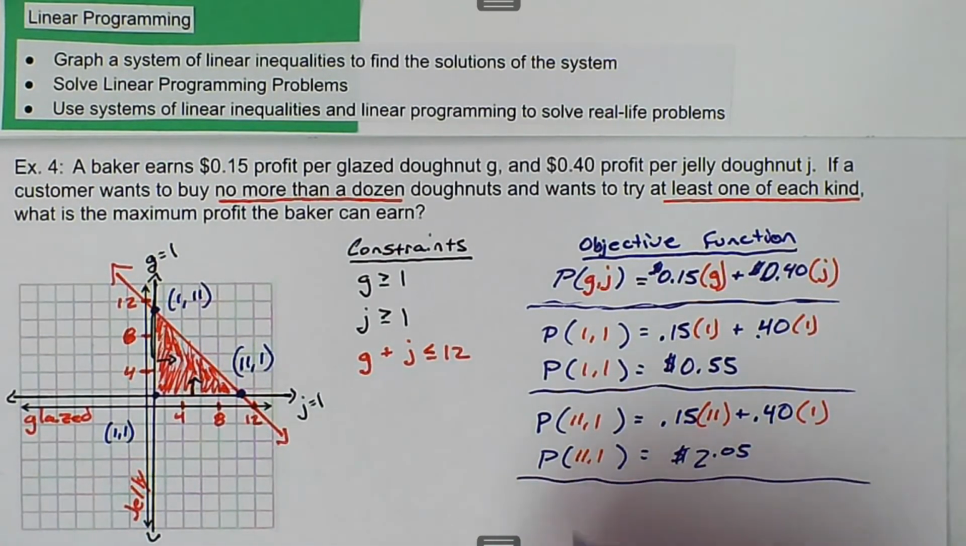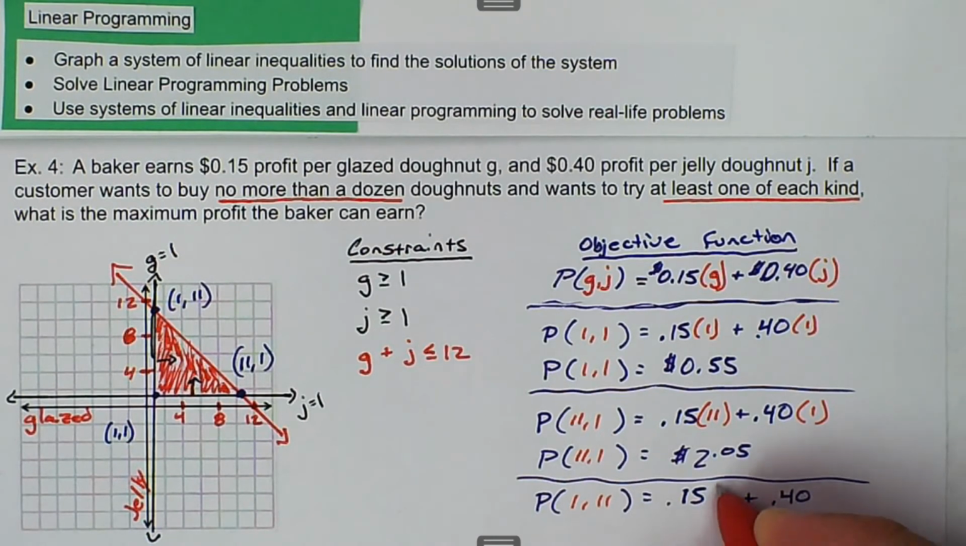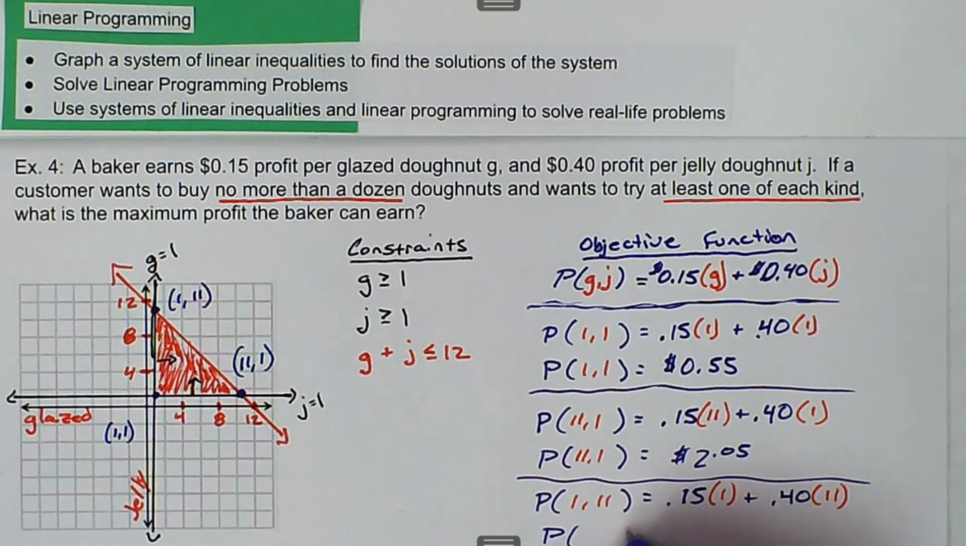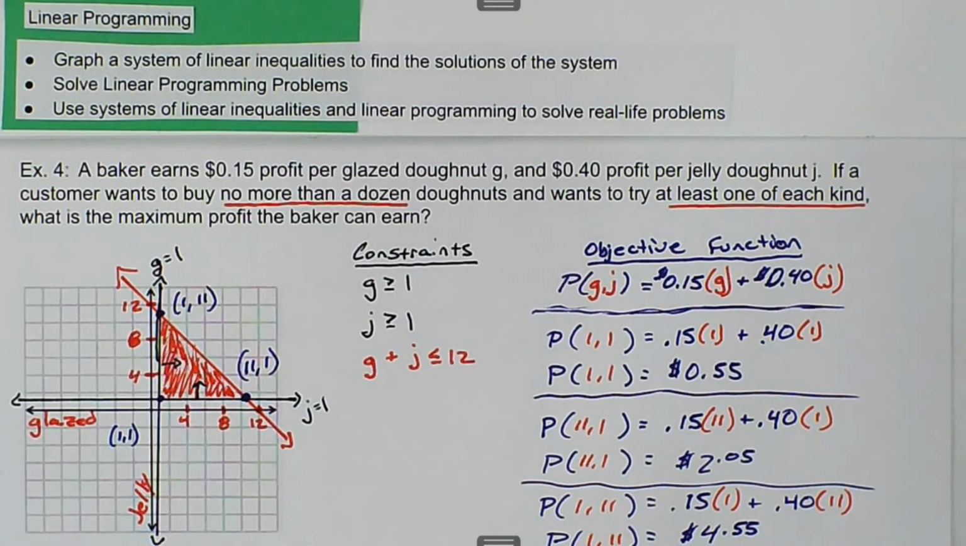And the last one to check, so we want to check the profit for 1 glazed and 11 jelly. And we get the profit is equal to $4.55 for 1 glazed and 11 jelly donuts.